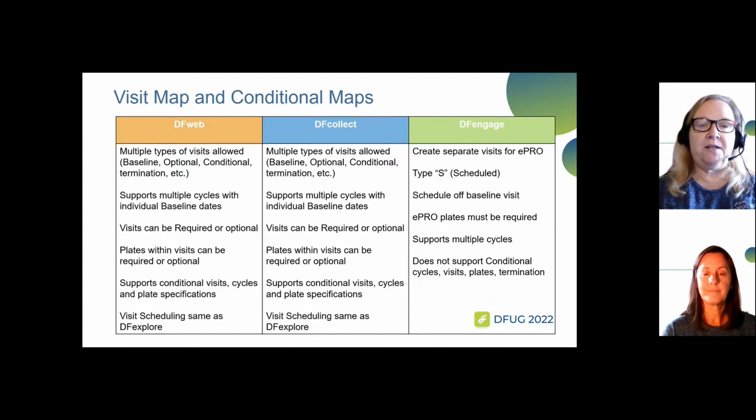DFengage is different. In DFengage, you create separate visits for each ePro visit. All of the visits have to be type S, which is scheduled. You have to schedule it off of a baseline visit, so there are no cycles from the baseline. ePro plates must be required. It supports multiple cycles outside of baseline. It does not support conditional cycles, visits, plates, or termination cycles.